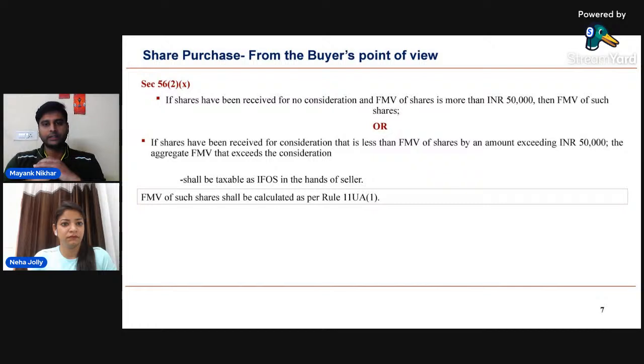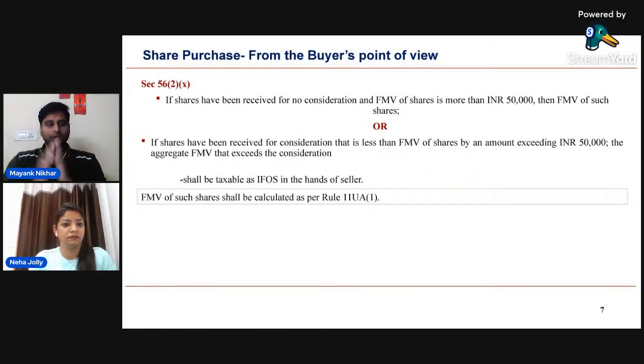Moving on to the buyer's point of view. The buyer has to look at section 56(2)(x) to figure out whether anything will be charged under income from other sources. Now, this is also a very interesting section as far as valuation goes. What it states is that if shares have been received and no consideration has been paid, but the fair market value of the shares received is more than 50,000, then the fair market value shall be the income from other sources for the buyer.